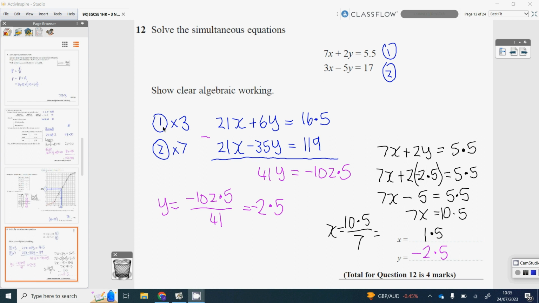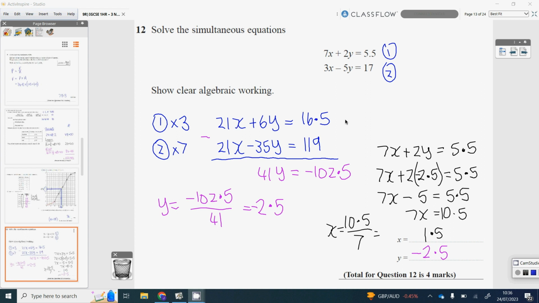So taking equation 1 and multiplying it by 3, 3 lots of 7x is 21x, 3 lots of 2y is 6y, 3 lots of 5.5 is 16.5. Then moving on to equation 2 and multiplying everything by 7, 7 lots of 3x is 21x, 7 lots of minus 5y is minus 35y, 7 lots of 17 is 119. So I've now got the same number of x's.